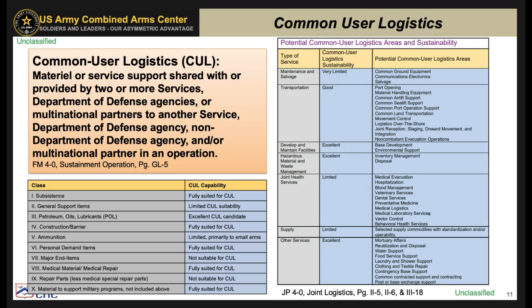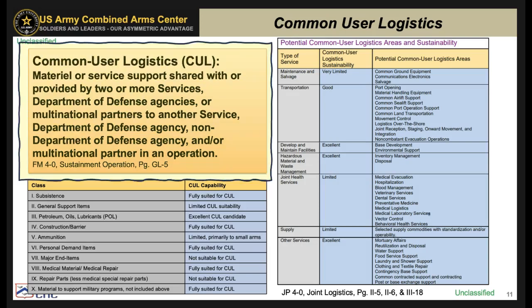Let's focus on the concept of Common User Logistics, or CUL. Defined by FM 4-0 as materiel or service support shared with or provided by two or more services, the Department of Defense agencies and multinational partners. CUL is a cornerstone of joint and combined operational sustainment. CUL ensures the effective and efficient provision of support, maximizing resources and minimizing redundancy. It is a testament to the collaborative spirit that underpins modern military operations.